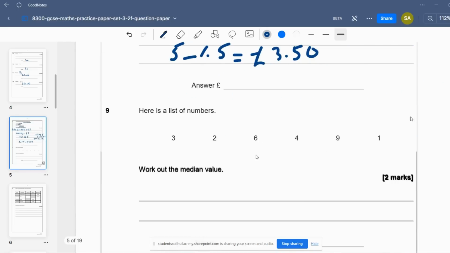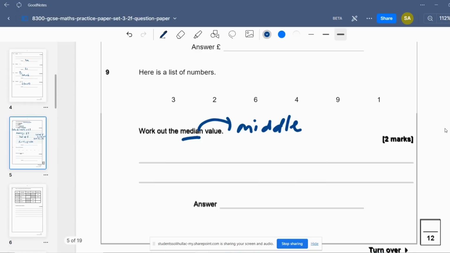Question number 9, here's a list of numbers. Work out the median value. Now, median is the middle number. To find the middle of any data, you put the numbers in order first. We start with 1, and it's best to keep crossing out the numbers as you write them. The next number will be 2. Then we have 3, 4, 6, and 9.